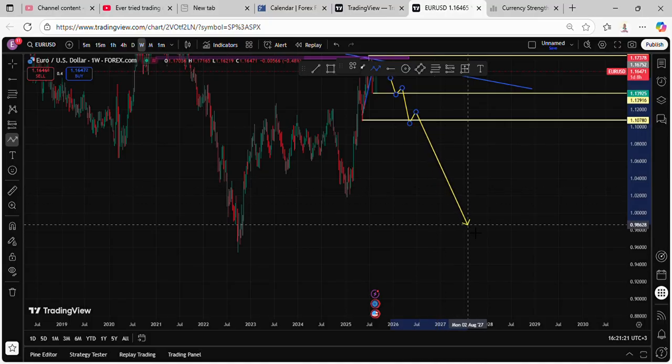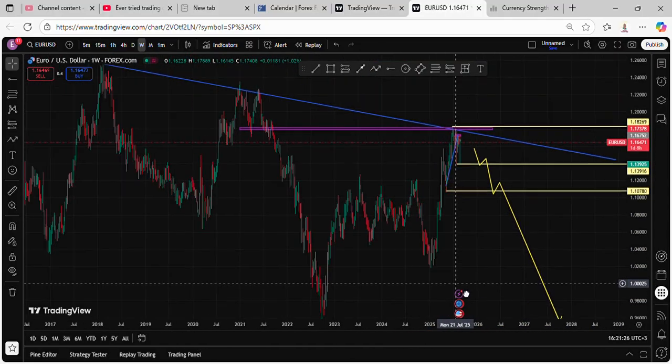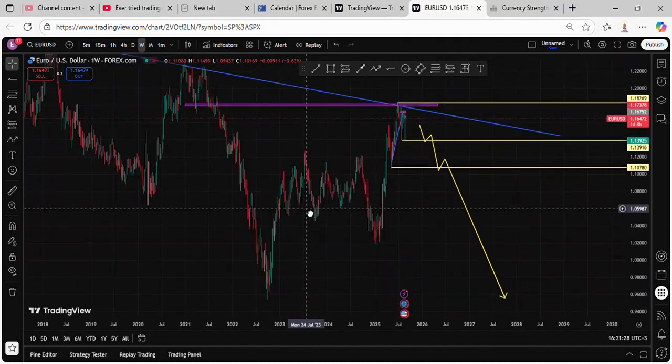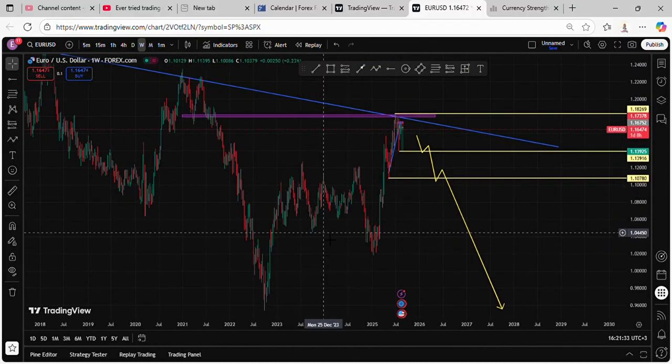So we are looking for this to come around here. Remember, we are in the third touch, and on the third touch of the trend line, the market always bounces, as you know. The rule of trend lines.